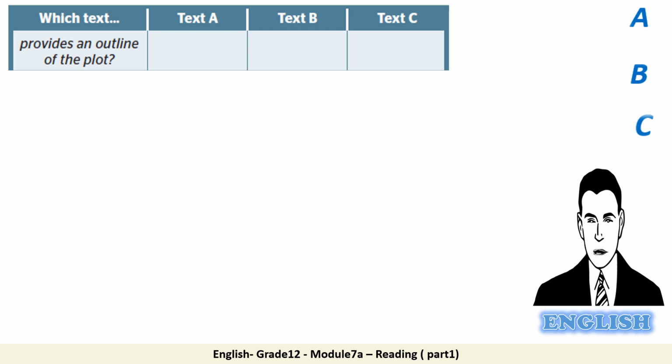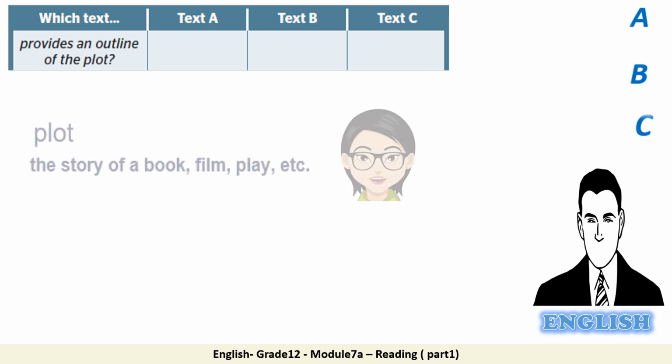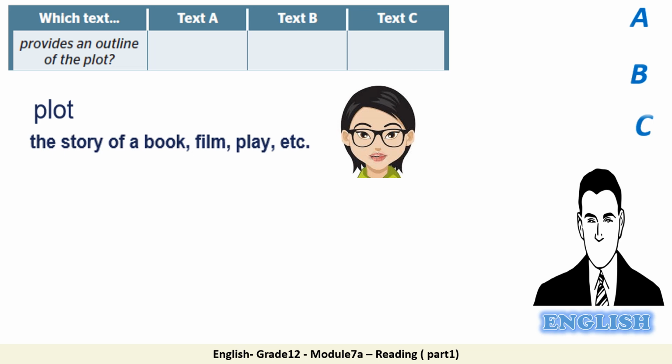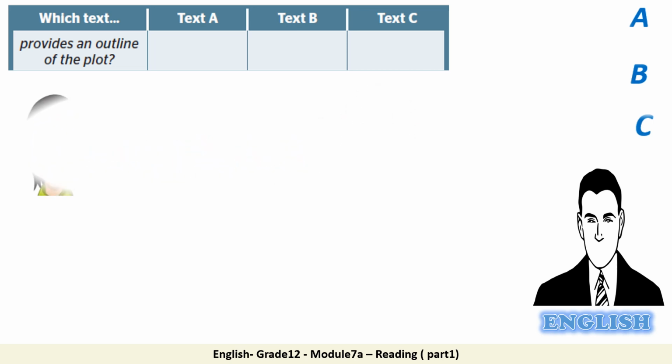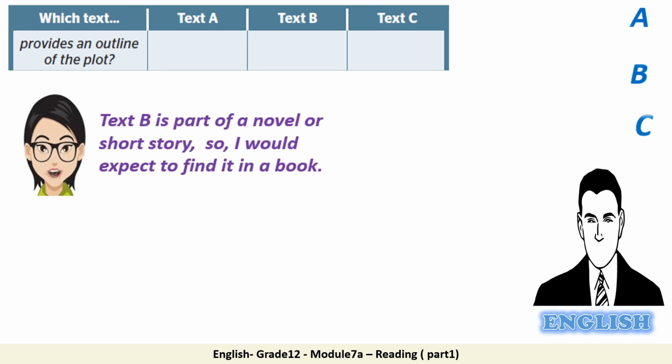Which text provides an outline of the plot? Look at the definition of the word plot. And this will help answer. Text B is part of a novel or short story. So I would expect to find it in a book.